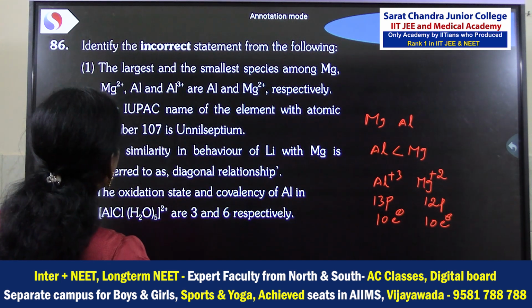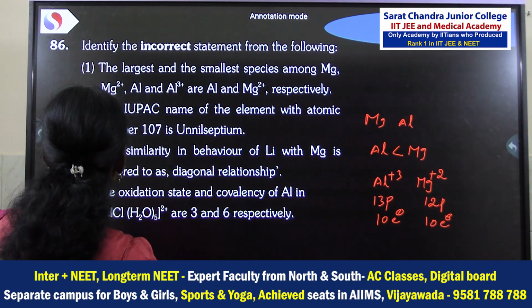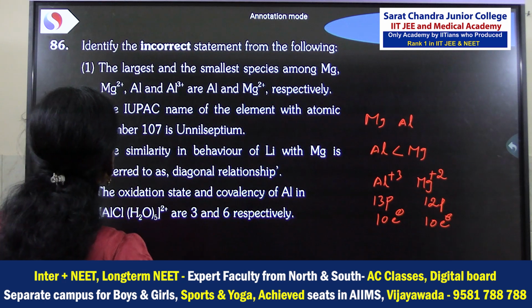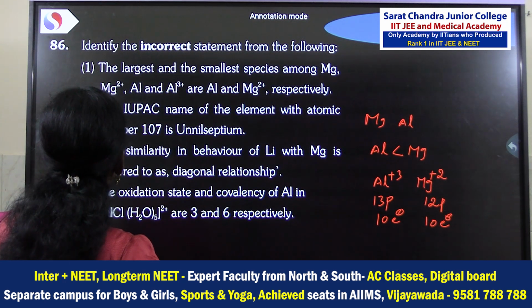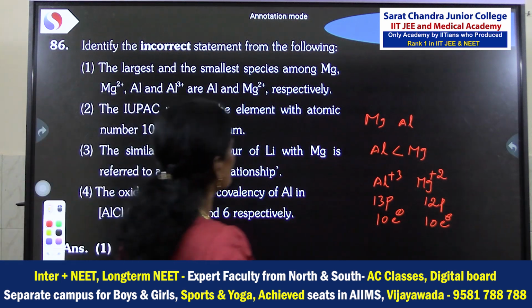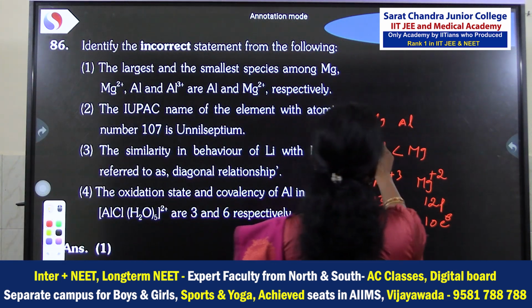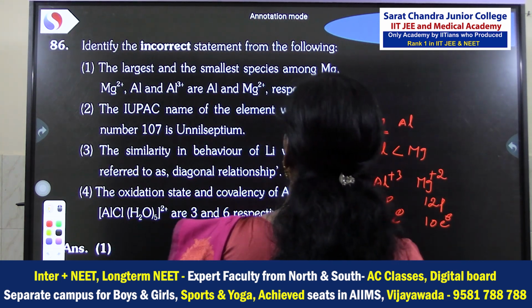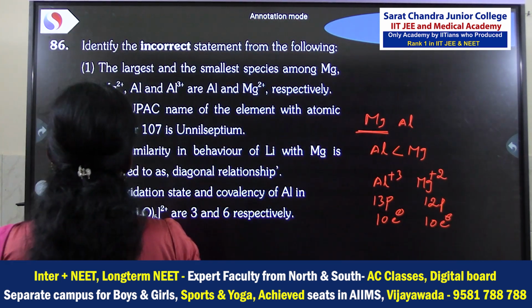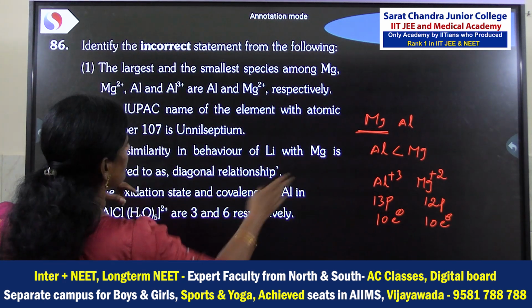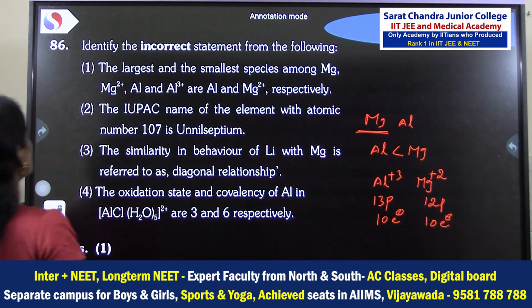In the first option, the largest and the smallest species among magnesium, Mg+2, Al and Al+3 are stated as Al and Mg+2 respectively. We have to find out the incorrect statement. So the incorrect statement: aluminum is not the largest atom, magnesium is the largest atom. So the first one is the incorrect statement.